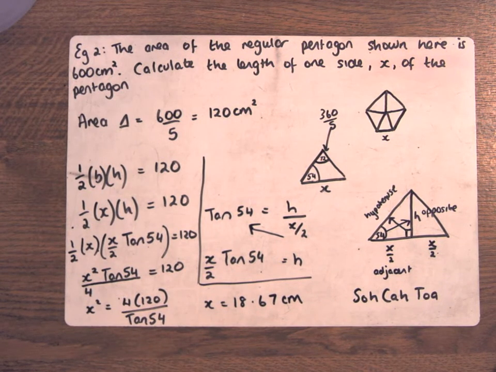Do you cross multiply there when you're getting x squared on the sum? You do, exactly. The tan 54 is the top of one side, goes to the bottom of the other. The 4, bottom of one side, top of the other.